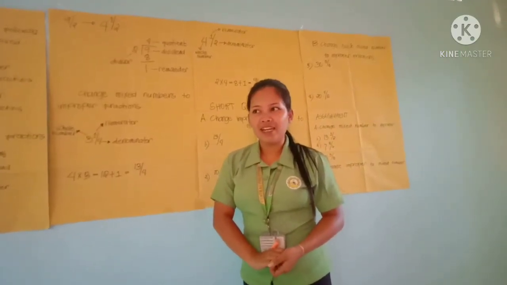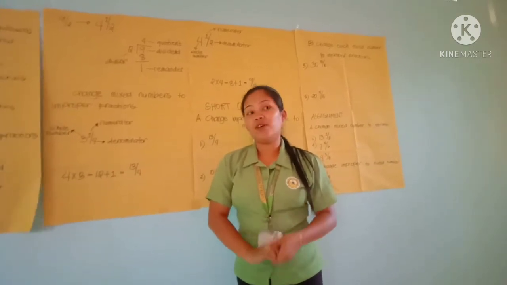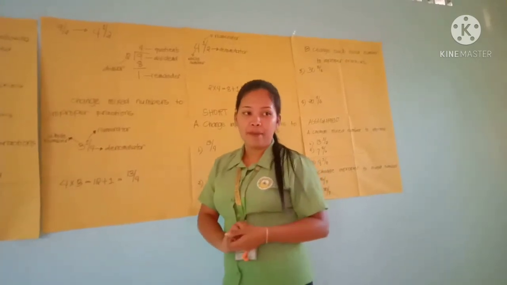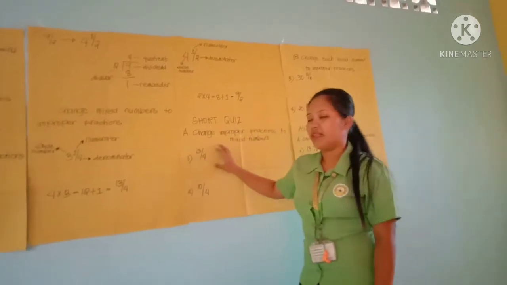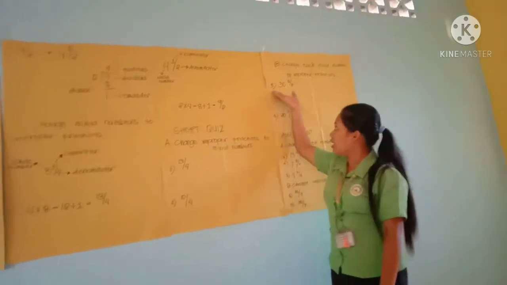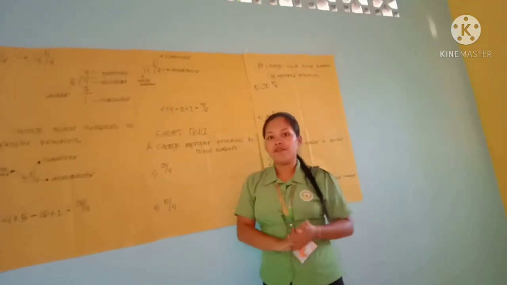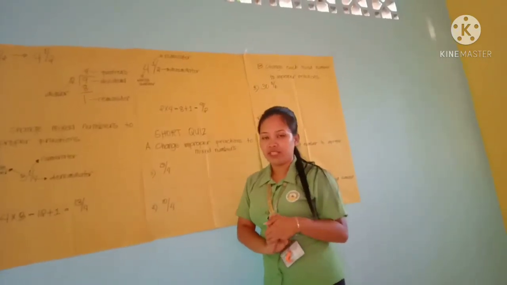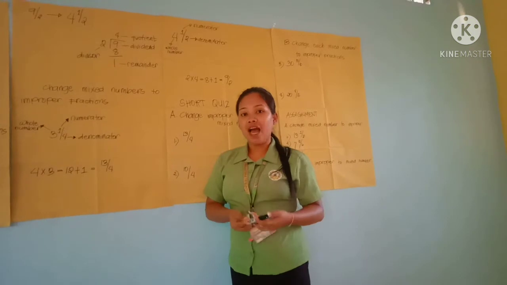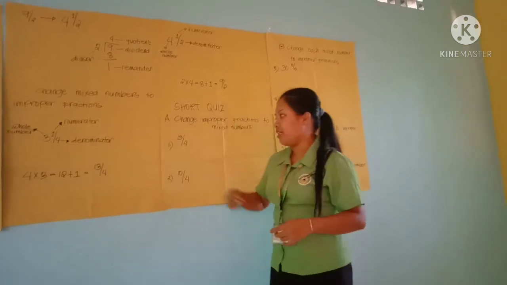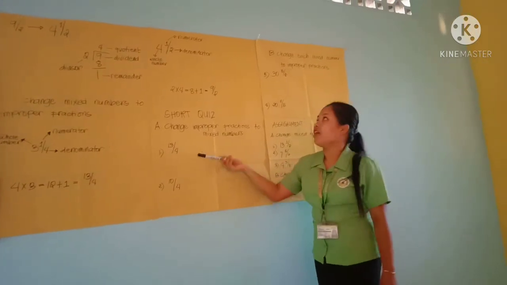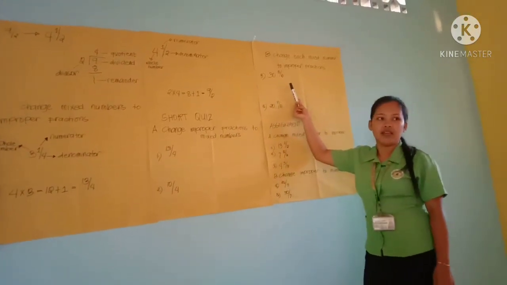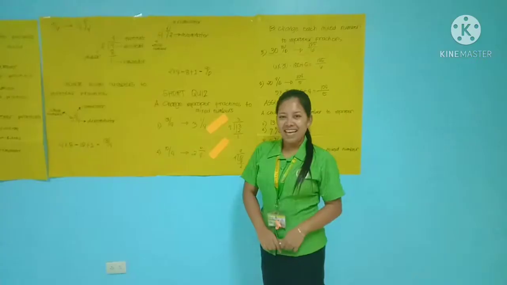Am I clear? Okay, so get one whole sheet of bond paper and answer the short quiz. This one, 1, 2, 3, and 4. I will give you 5 minutes to finish this task. Time is up. Regine, please go to the board and answer number 1. Princess, number 2. Rachel, number 3. Mitch, number 4. Thank you, children.